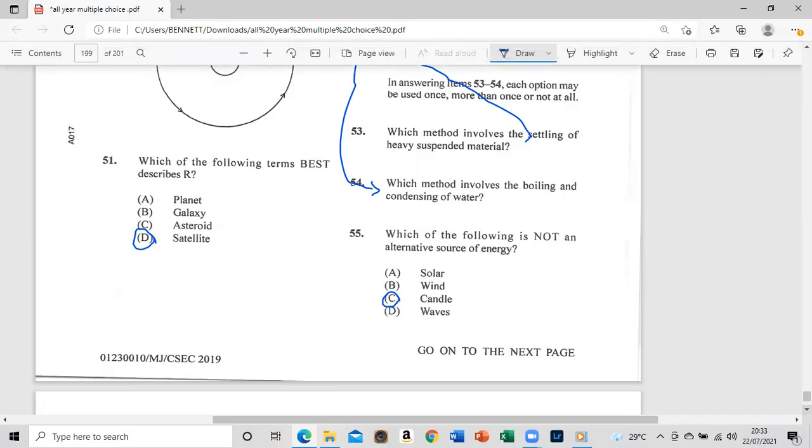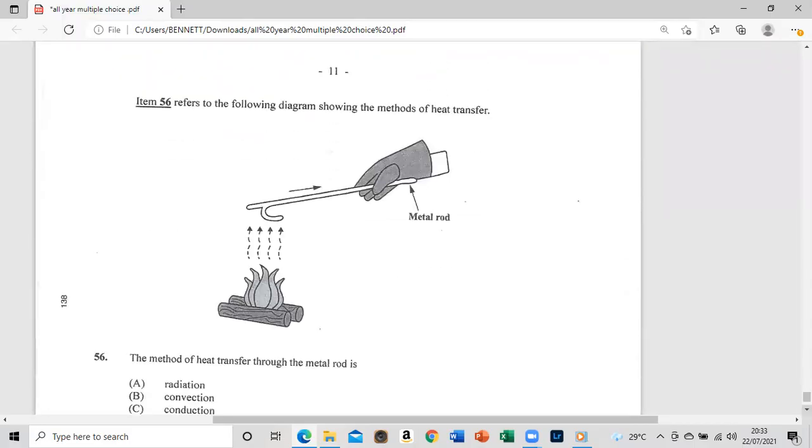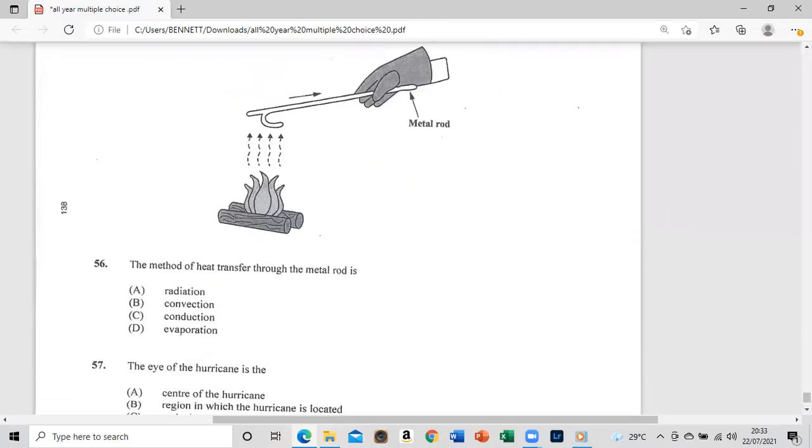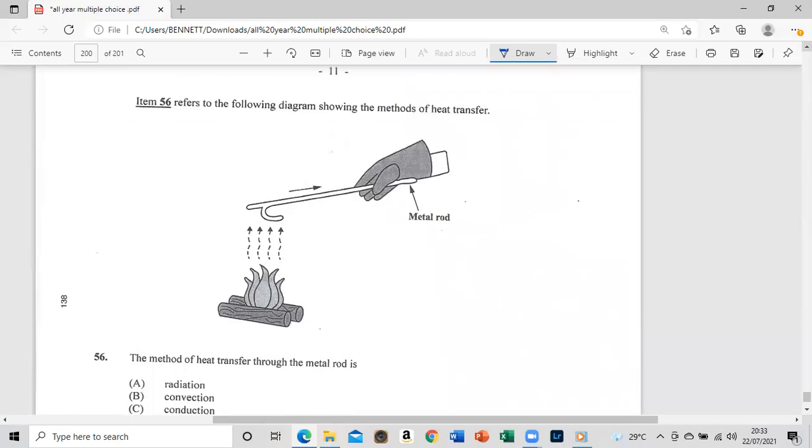All right, let's move on to 56. And we're almost there, guys. Notice I'm rushing through the paper, rushing through it. You can always watch back the playback, but I just want to get the information out there. Let's move on to 56.